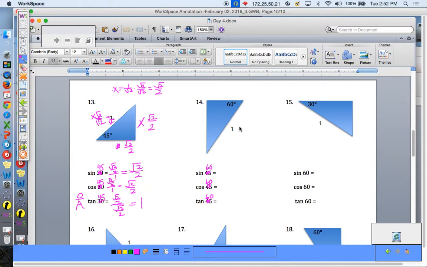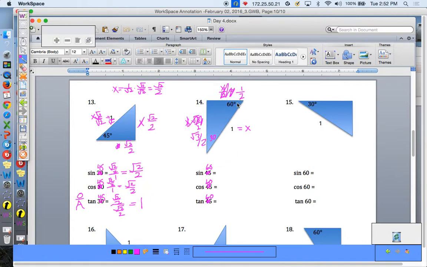And then your 60 one, we said if this is x, well this would be 30, so this is x over 2. This is x times the square root of 3 over 2. So x is 1, so this side is 1/2. So this side would just be square root of 3 over 2.